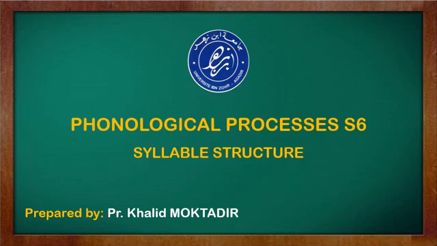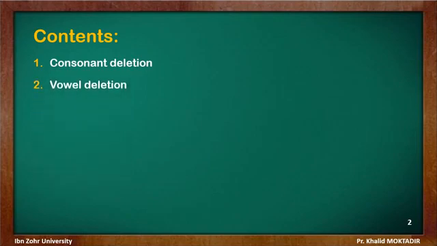This video contains 18 slides in all on phonological processes and more specifically on syllable structure. Here are the contents with some detail. First, we cover consonant deletion, and this is the case where we have a consonantal cluster and we reduce the number of consonants by deleting one of them. Then we move on to vowel deletion, where you have usually two contiguous vowels, and in that case, we usually proceed to the deletion of one of the vowels.